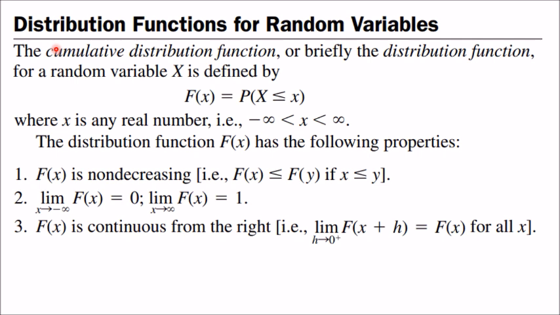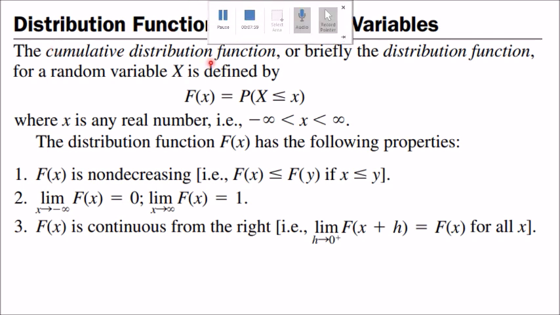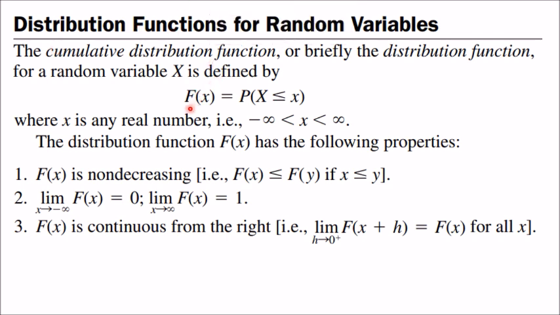O, yun na yung parang opposite niya. Kung yung small f kanina ay probability function, this one, capital F, is the distribution function of the random variable. So this is the cumulative distribution function, or briefly, the distribution function for a random variable x, and defined by this formula. The capital F of x equals the probability that the random variable x is less than or equal to a certain value of x.